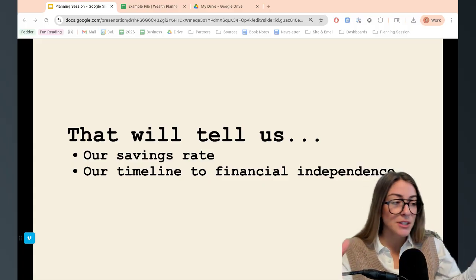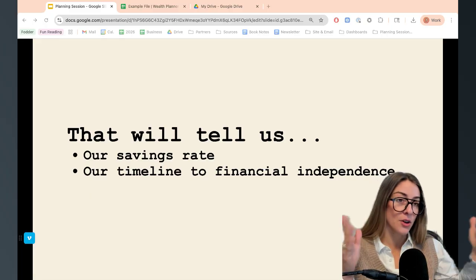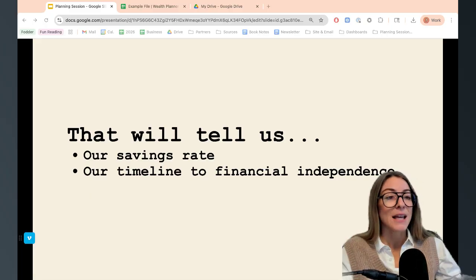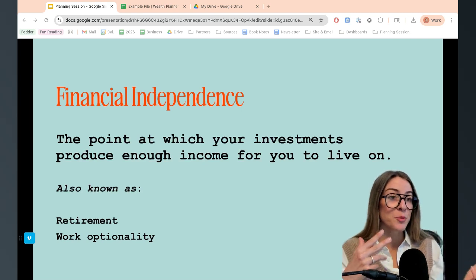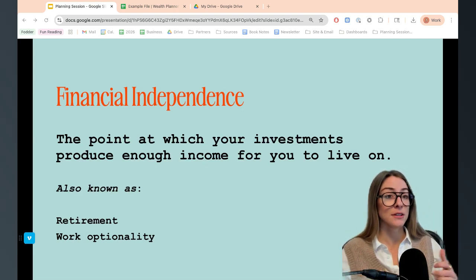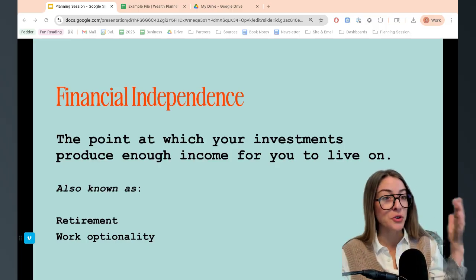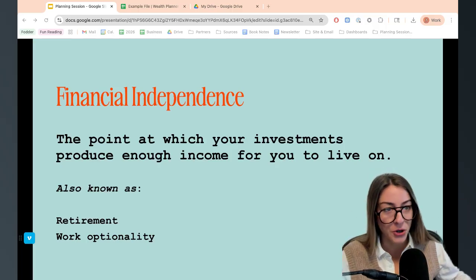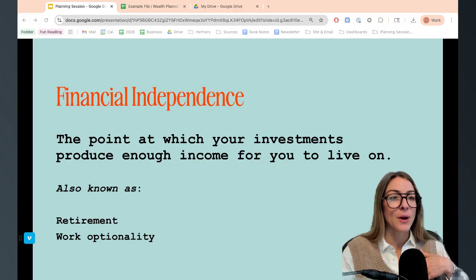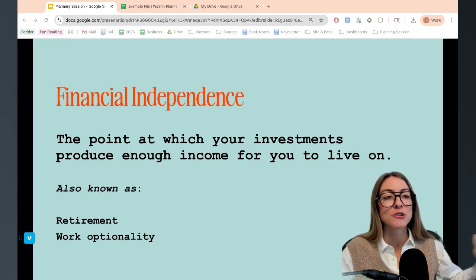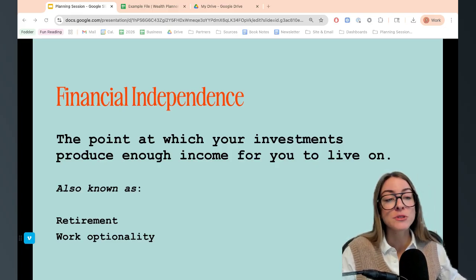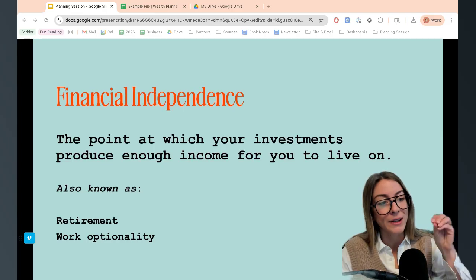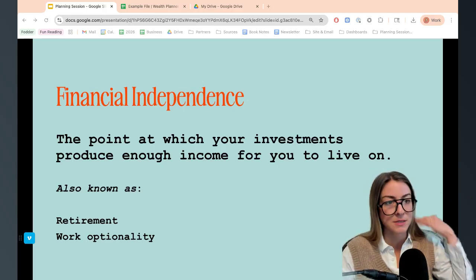So, financial independence, you can call it work optionality, you can call it retirement, but if this is a new concept for you, it's basically just the point at which your investments will produce enough income for you to live on. In the traditional financial planning world, this is just called retirement. I like to think of it as the point at which you could go without performing additional income-producing labor indefinitely and still have enough money to support yourself, because you are going to be drawing down little bits and pieces of your investment portfolio.